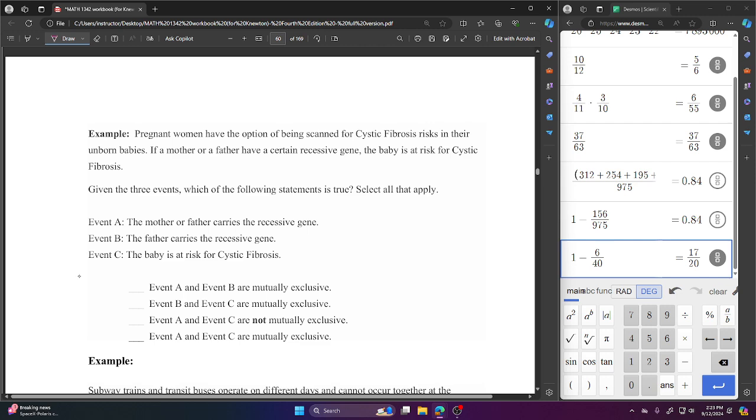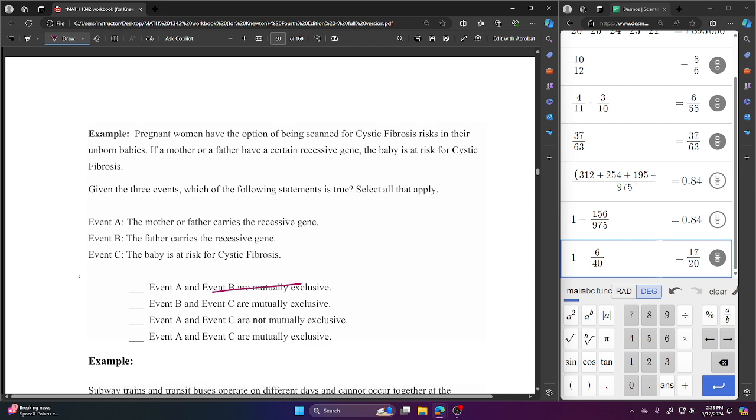So A and B are mutually exclusive. Father or mother carries a gene, father carries a gene. Could that never happen? It could happen. If the father has the gene, then both events actually happen. So they are not mutually exclusive. That would be false, right? False.